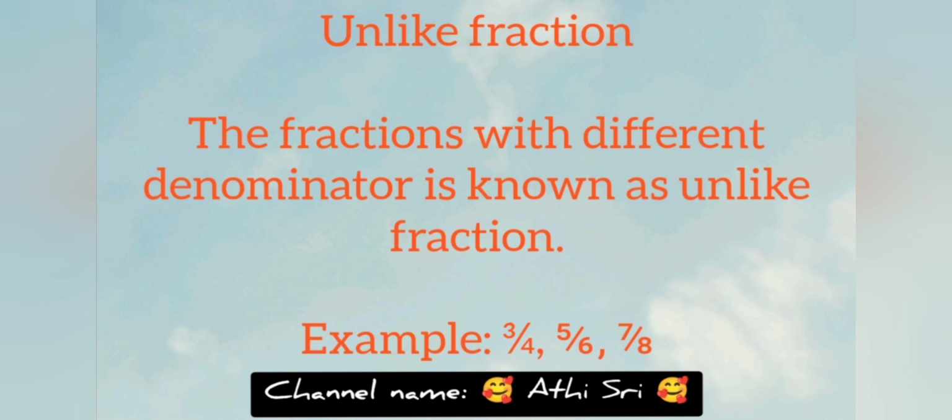Next, we are going to see unlike fraction. The fractions with different denominator is known as unlike fraction. Example, 3 by 4, 5 by 6 and 7 by 8. In this 4, 6, 8, there are different denominators in this fraction. So these are commonly known as unlike fraction.